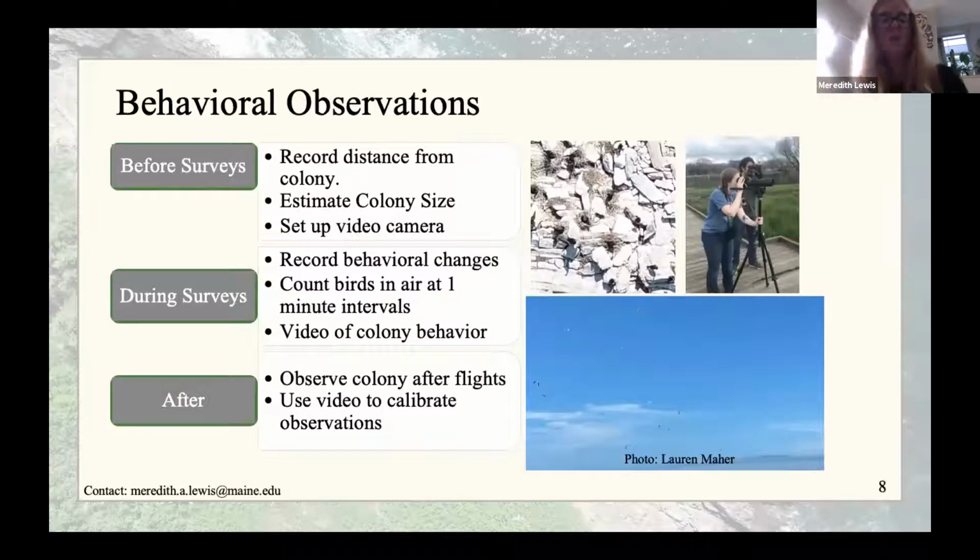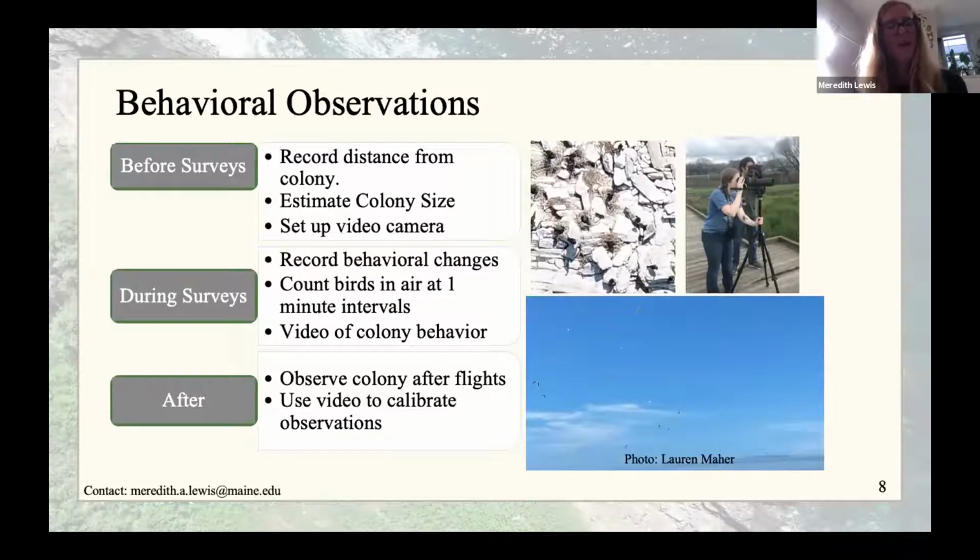So I mentioned a little bit about our behavioral protocols, and I'll go over the general way we go about them. So we have one set of things we do before survey where we record our distance from the colony, and we use rangefinders for this. We also estimate colony size, and we also set up a video camera that we put on the colony, and we try to get as wide a field of view as possible.